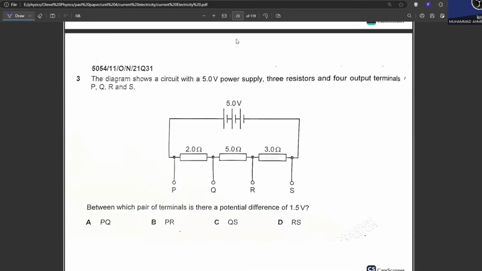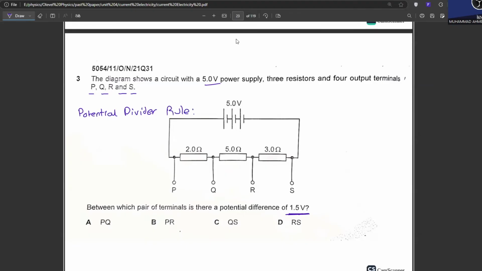Let's see this. The diagram shows a circuit with a 5 volts power supply, 3 resistors, and 4 output terminals P, Q, R, S. Okay. Between which pair of the terminals is there a potential difference of 1.5 volts? Which terminal will give an output of 1.5 volts? So you have 3 resistors currently. If you want to calculate the voltage across each resistor, how will you do that? We will apply the potential divider rule. What does that rule state?